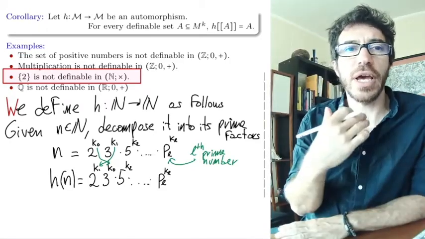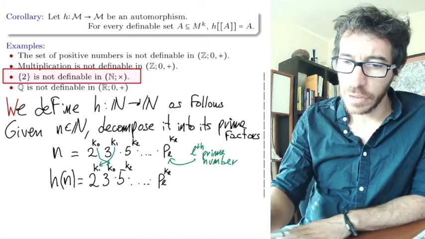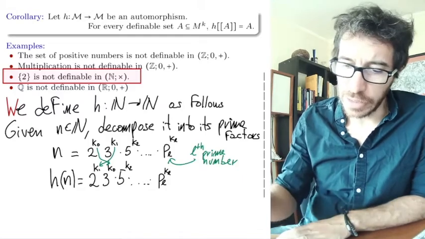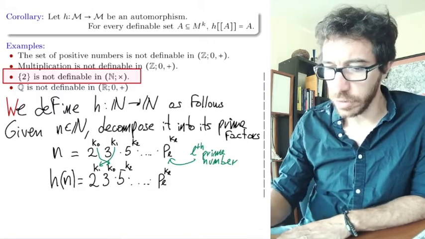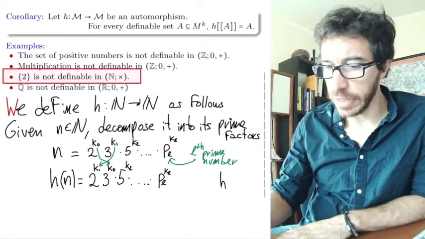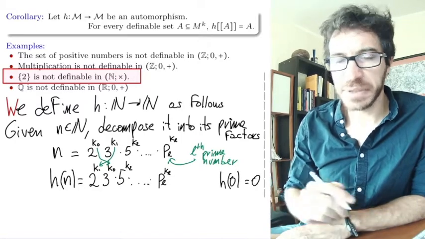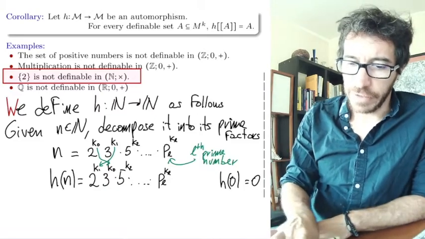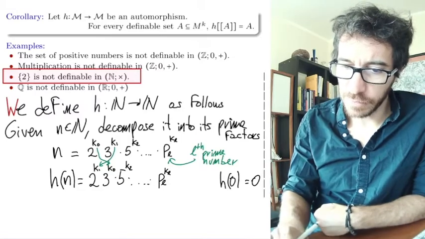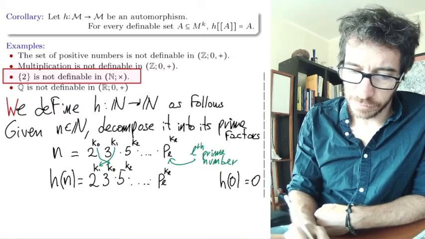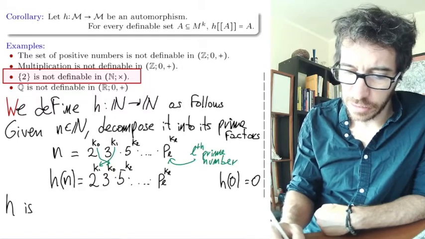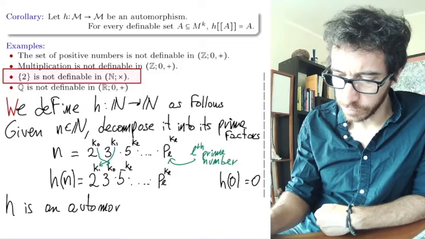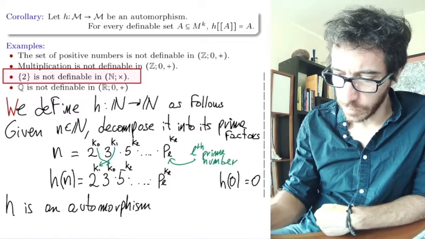Now, also, because 0 we cannot decompose into primes, we're going to let h of 0 equal 0. It's not an issue. It doesn't affect us. And then we claim that h is an automorphism of N with multiplication.